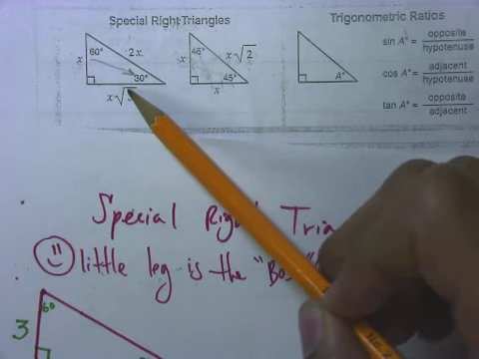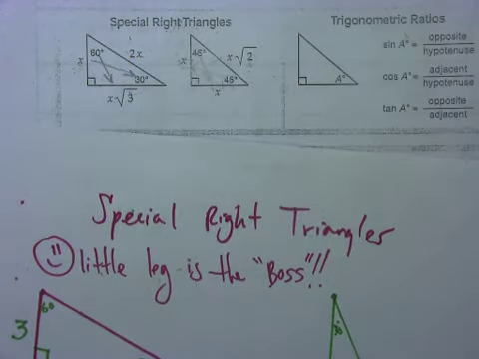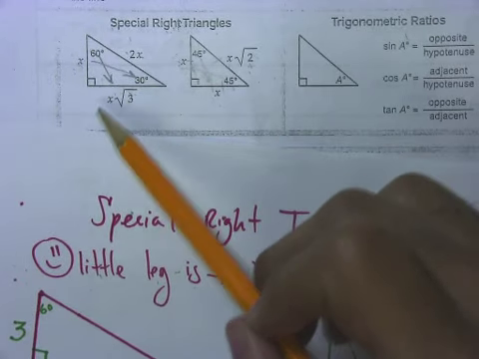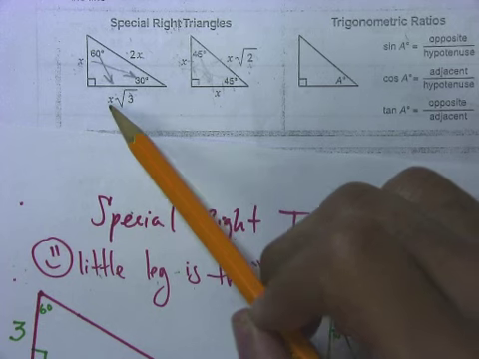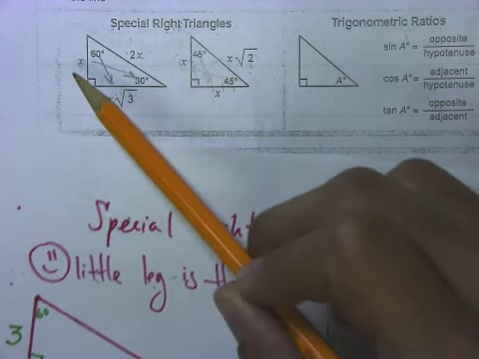Now the little leg tells the long leg, and by the way, how do you know it's the long leg? Because the long leg is always across from the 60-degree angle. Okay? And the little leg tells the long leg, you know what, listen, you're going to do the same amount of work that I do, except you're going to do it times the square root of 3.